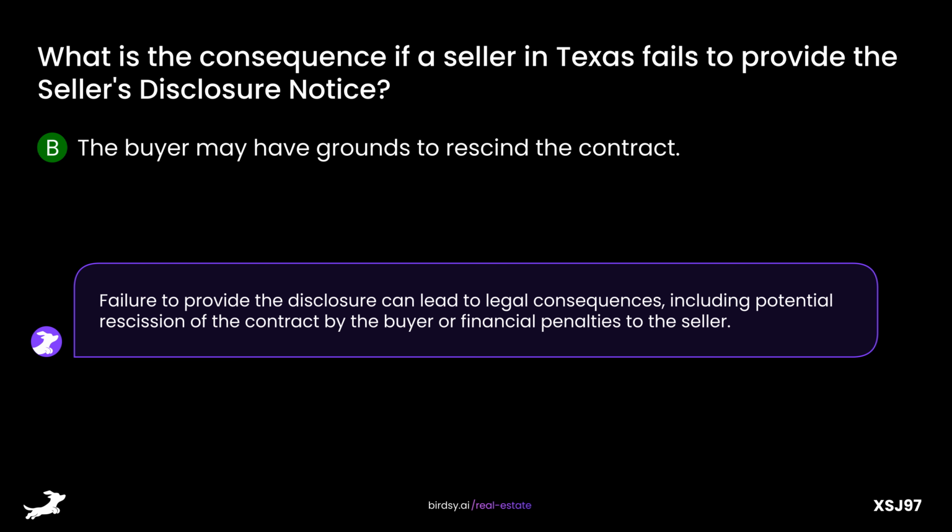Failure to provide the disclosure can lead to legal consequences, including potential rescission of the contract by the buyer or financial penalties to the seller.